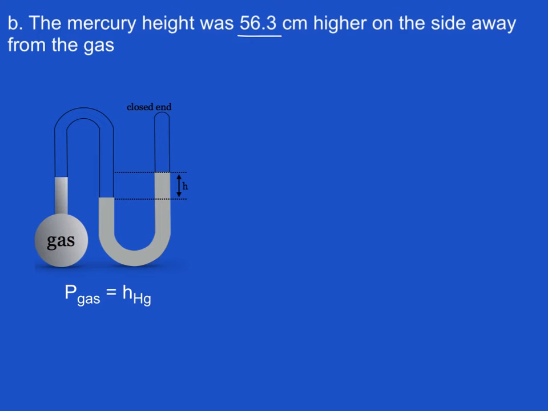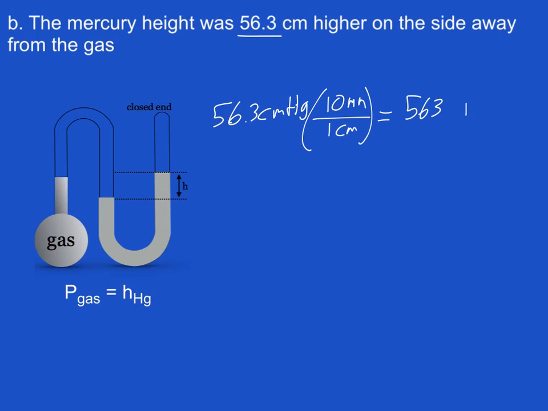One of the things to be aware of is centimeters of mercury, we can't directly convert that, so we're going to convert that first to millimeters of mercury. So we have 56.3 centimeters of mercury, and we know that when we do this out, that's going to be 10 millimeters for every 1 centimeter. So what we have is 563 millimeters of mercury.